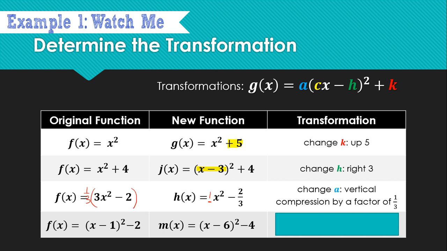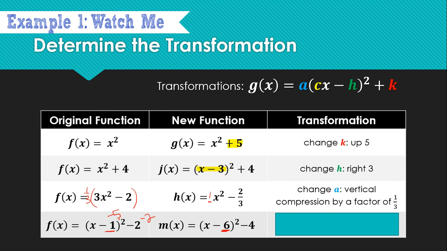Okay, and then lastly, I have f of x equals x minus 1 all squared and then minus 2. And my new function is m of x equals x minus 6 all squared minus 4. So there's a couple things happening here. I'm changing from -1 to -6. Okay, so how do I do that? Looks like if I took -1 and subtracted 5 more, I'm going to get to -6. If I went from -2 to -4, I'm going to subtract 2 more to get to -4.